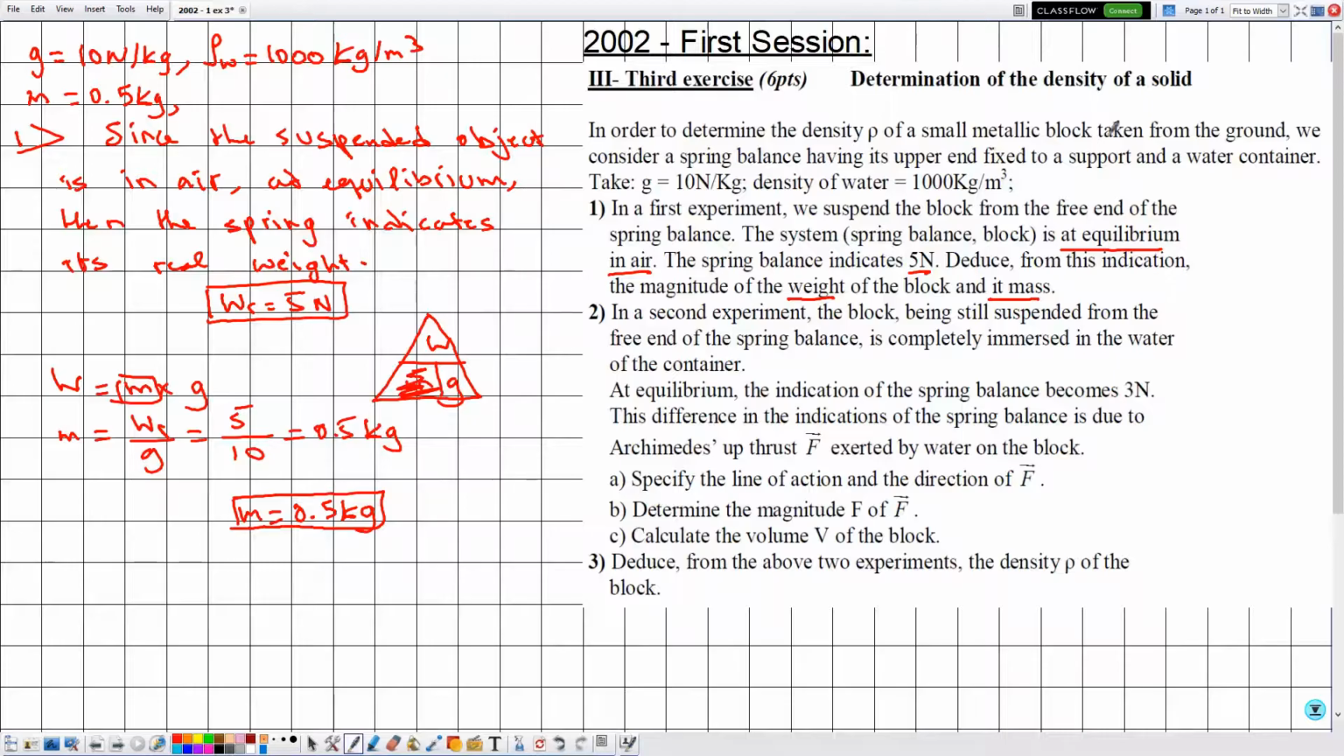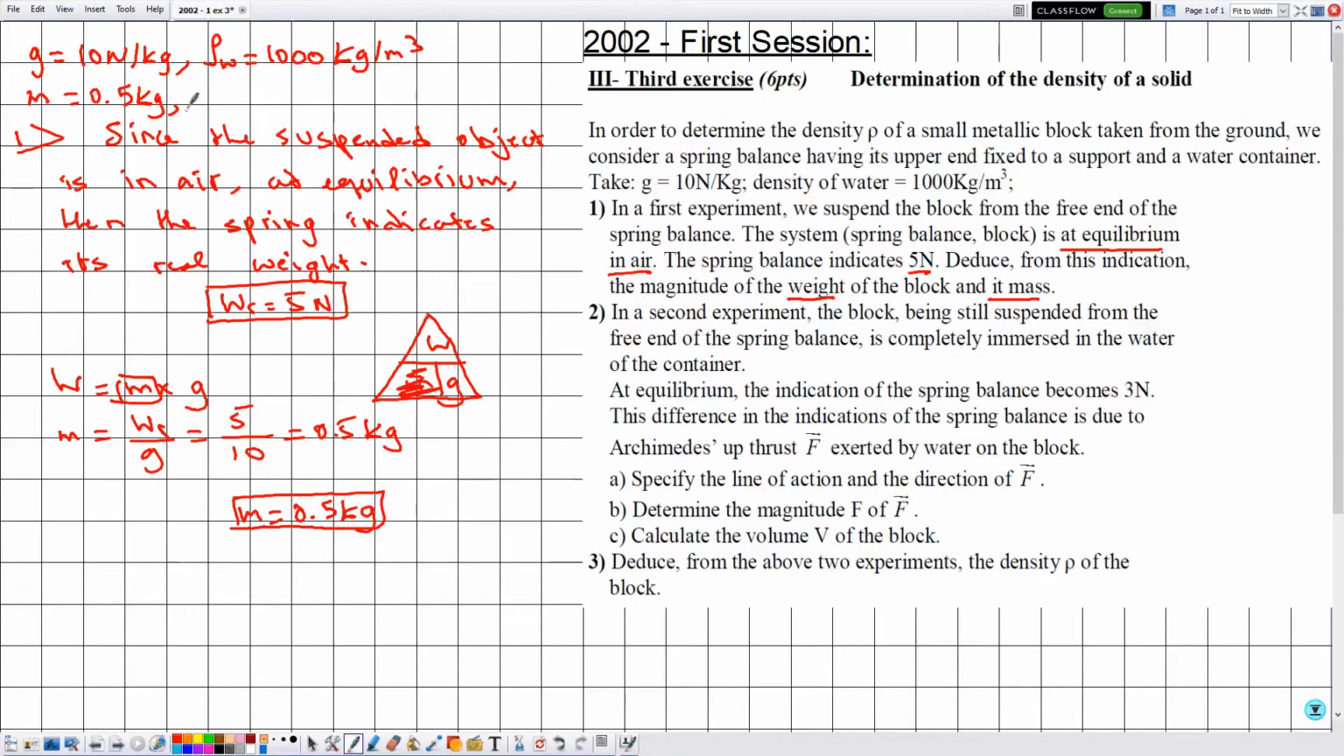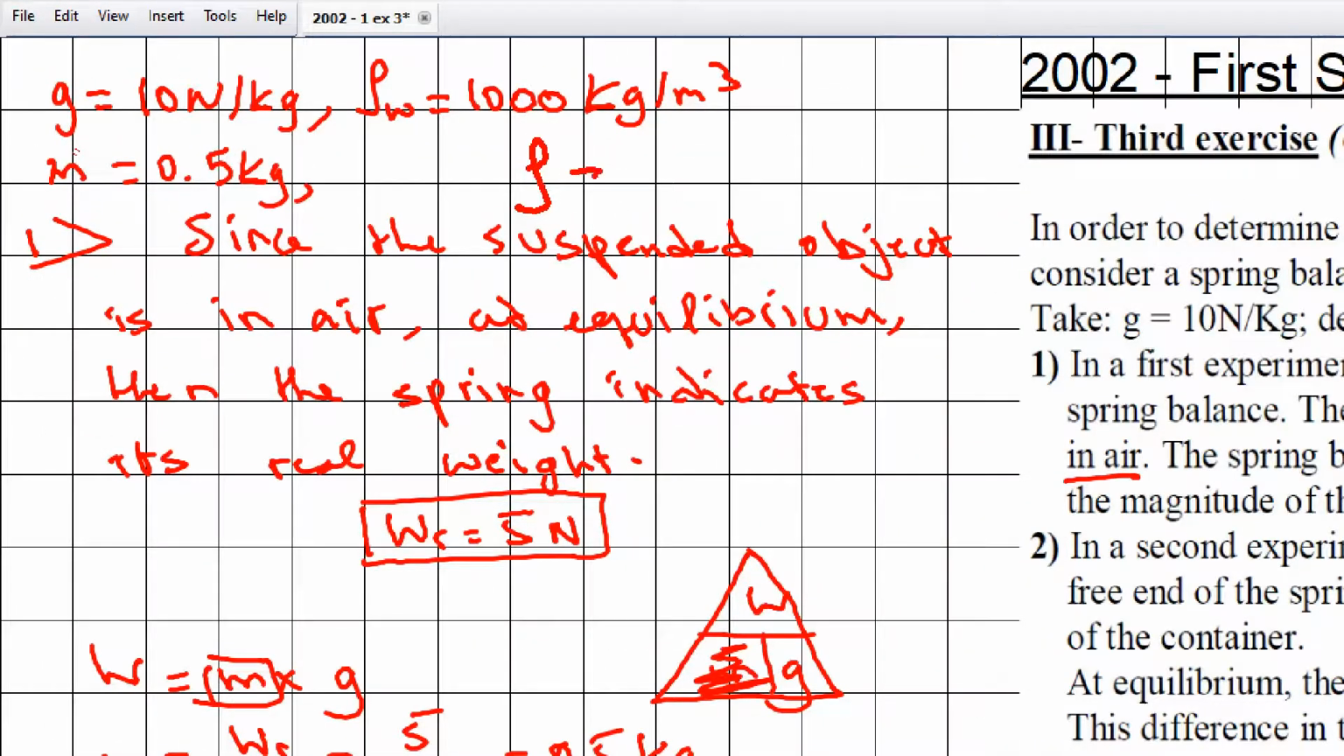Now notice that the aim of this exercise is to determine the density of this small metallic block. And the density is usually determined using mass divided by volume. And from the first experiment we have determined the mass, so we expect from the second experiment to determine the volume V of this block.